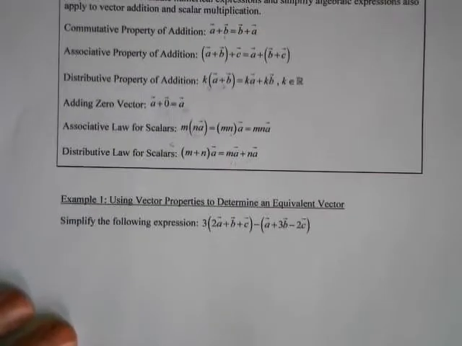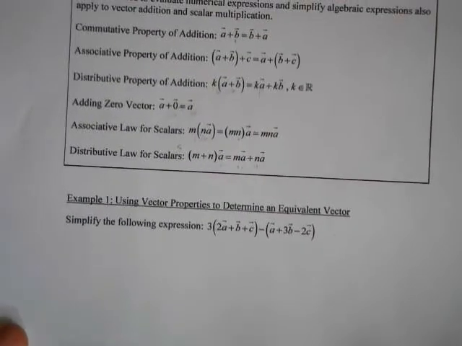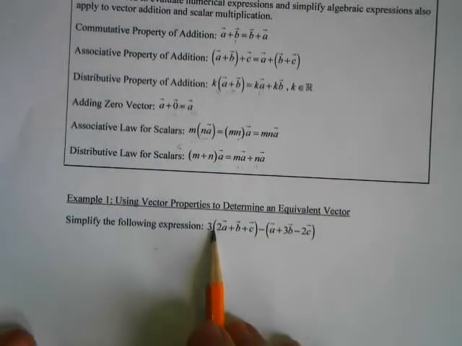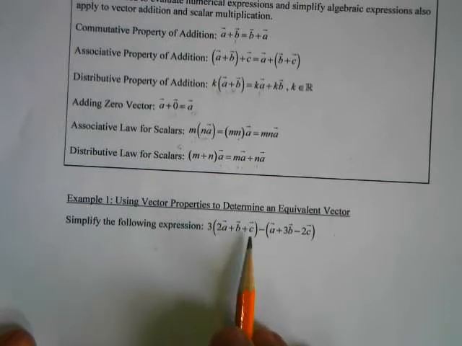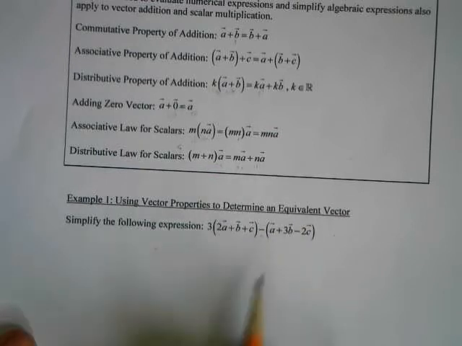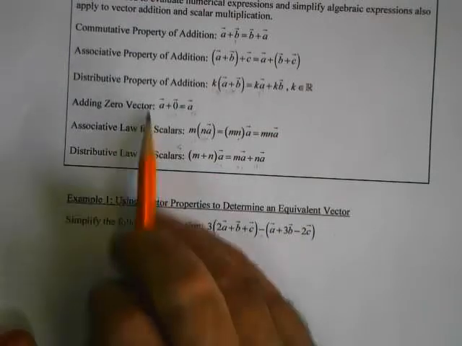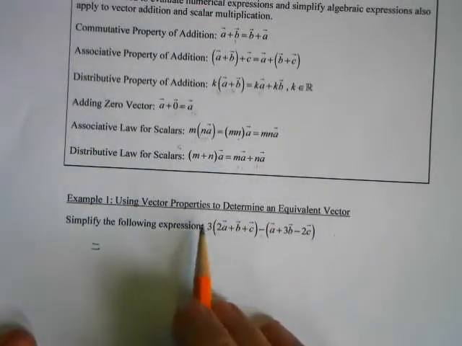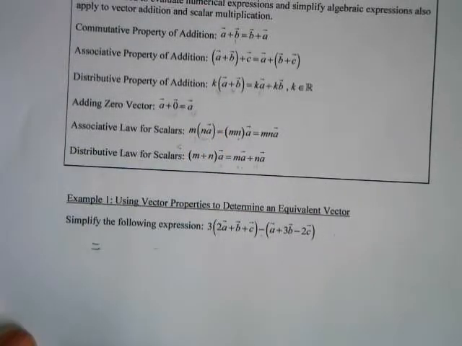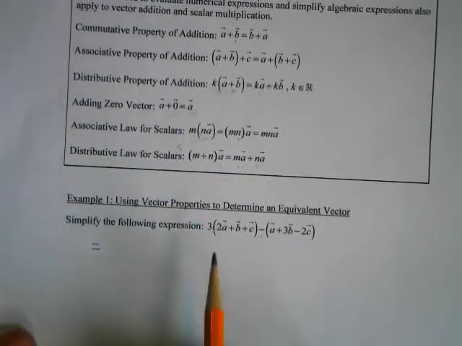So let's just practice that. Nothing too earth-shattering here. If we have this expression, we have the scalar 3, and we have this combination of vectors we're adding, and then we're subtracting this combination of vectors. Well, we can just apply these rules up here. So we can do the distributive law of addition.